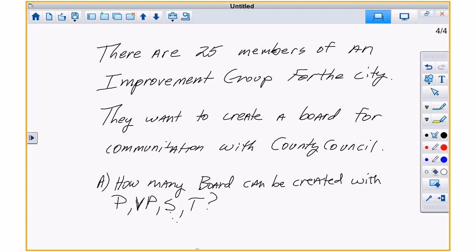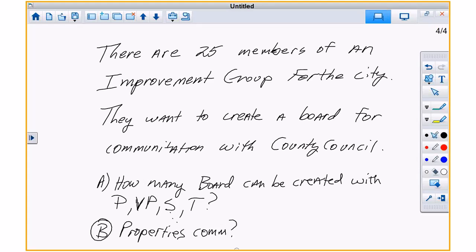B, you should do a committee. They want to form a properties committee, to look over the parts of the city that they're in charge of. What about the properties committee? How many different committees can be made?